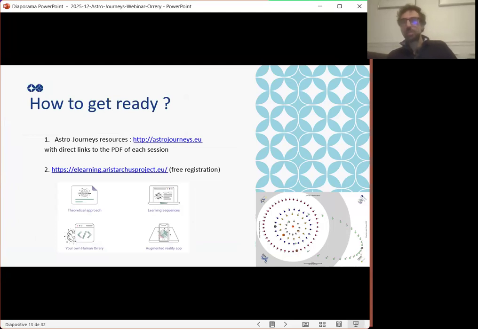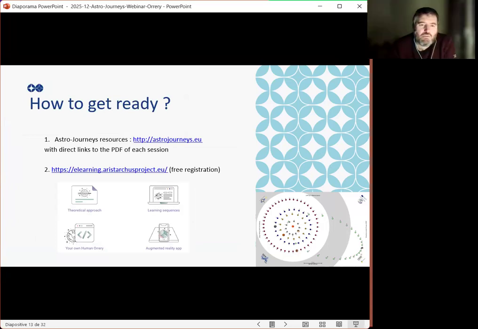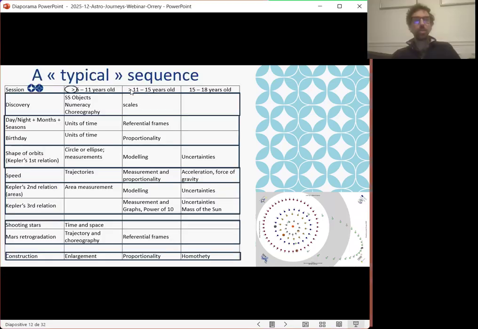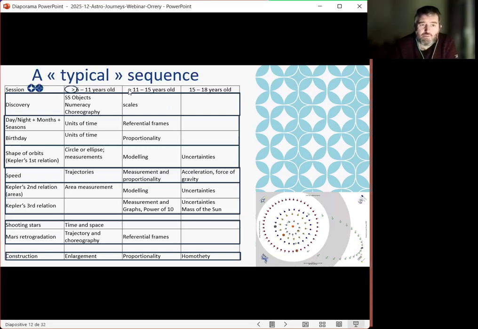Yes, Clément? I just wanted to add, about this table, that when you have a blank case, it doesn't mean that you cannot do anything. If it's the first one, it means that we think it's too early to introduce. But for the ones above, 15, 18, it means that you can always do the same things. You will make the discovery, but it's not really an object of learning for them normally.